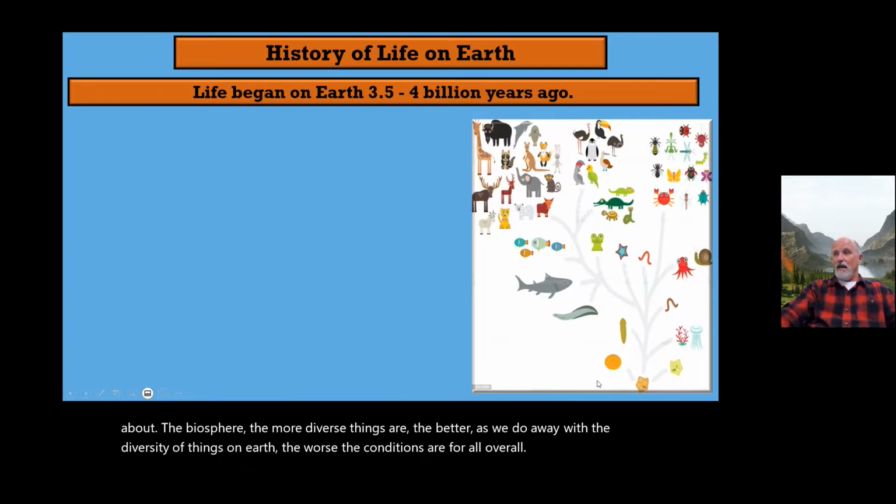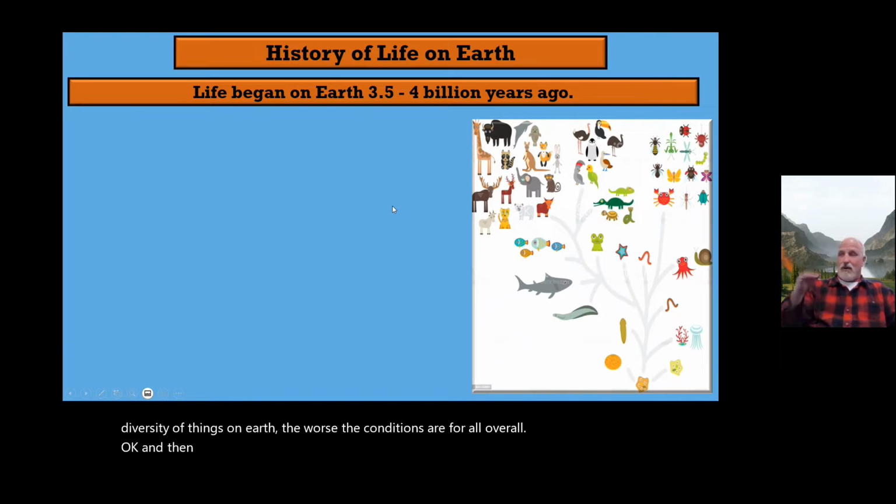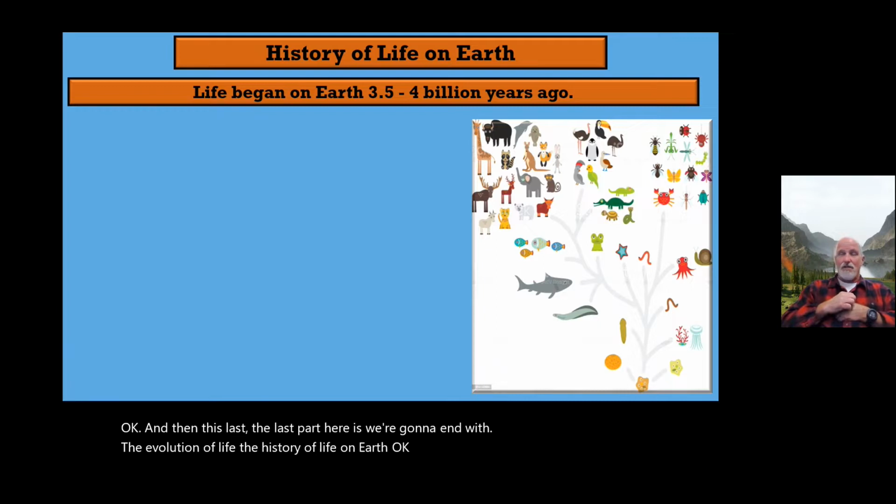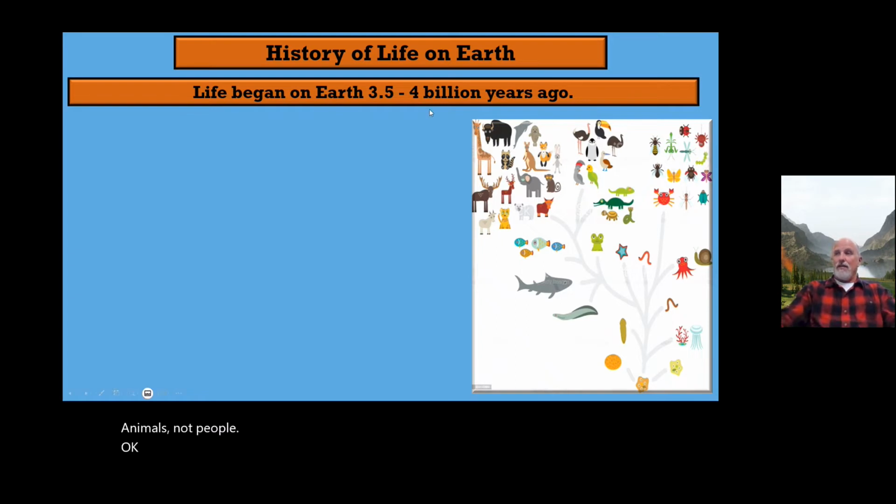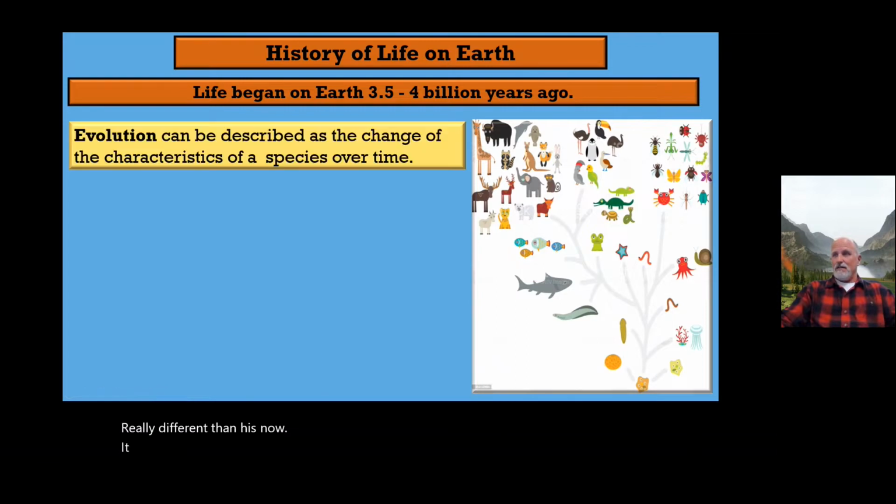Okay, and then the last part here is we're going to end with the evolution of life, the history of life on Earth. And this is all just in regard to animals, not people. Life on Earth began, as we guesstimated, about 3.5 to 4 billion years ago, and it was totally different than it is now. It wouldn't have been too hospitable for us.